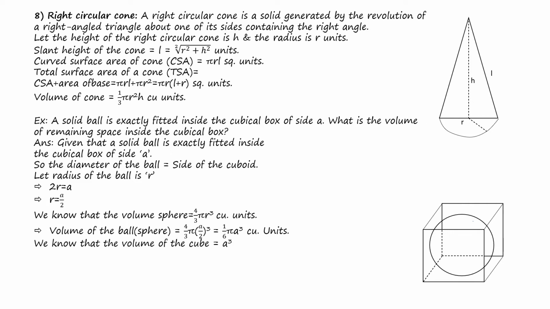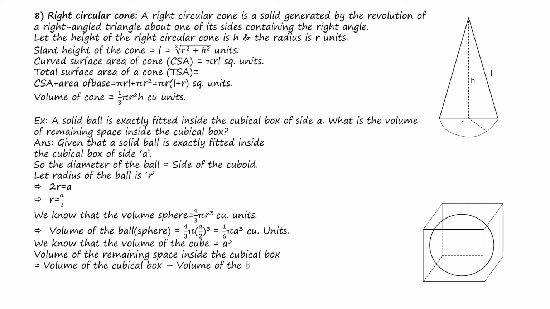Now we know that the volume of the cube of side a is a cube. So the volume of the remaining space inside the cubical box is equal to the volume of the cubical box minus the volume of the ball, which is a cube minus pi a cube by 6, or 6 a cube minus pi a cube whole divided by 6. Taking a cube by 6 common, it is a cube by 6 whole into (6 minus pi) cube unit. This is the answer.